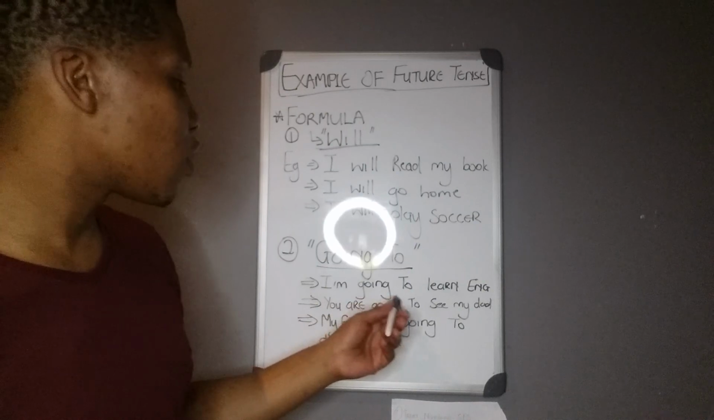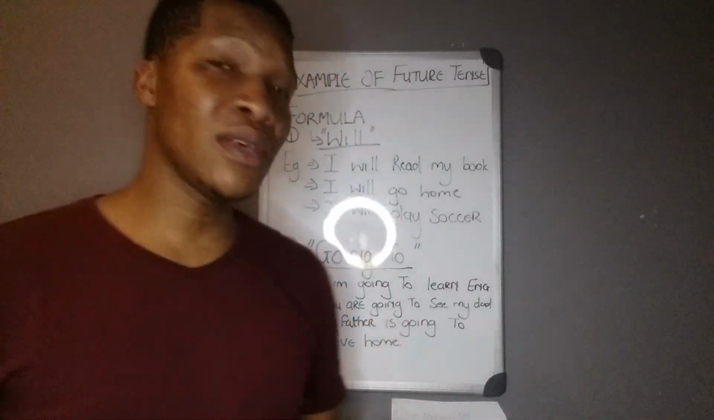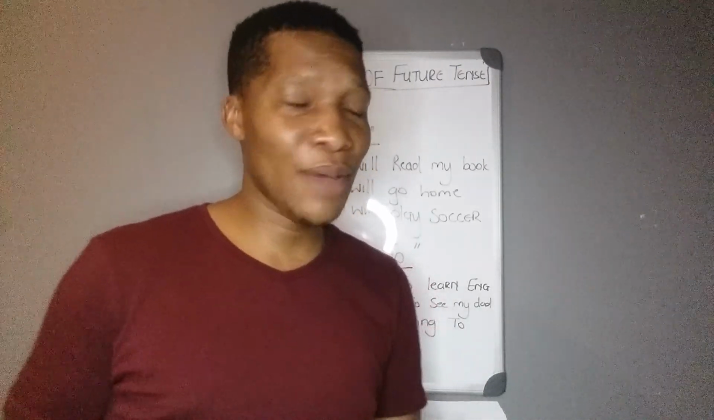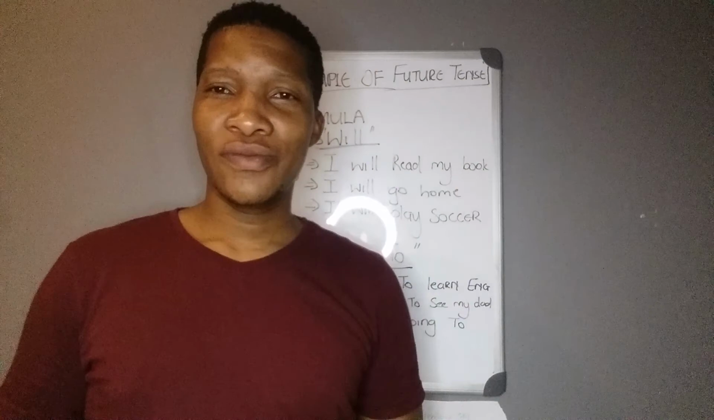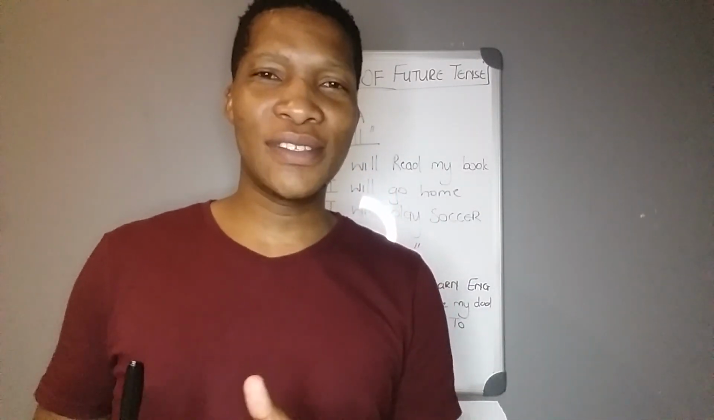All right. Okay, so let's use some examples. I'm going to learn English. All right. Okay, very informal. Second one, you are going to see my dad. Hasn't happened now, but you are going to see them in the future, in the near future. Hasn't happened now. My father is going to drive home. Simple, guys. Very, very simple. This is probably the easiest verb tense to get, and that's why the video is so short.